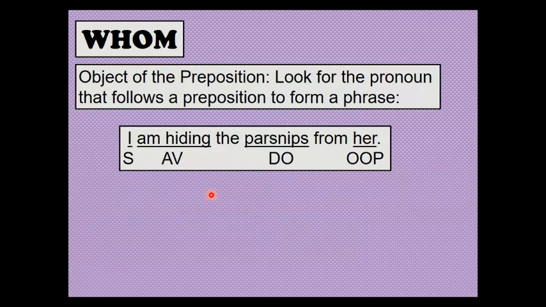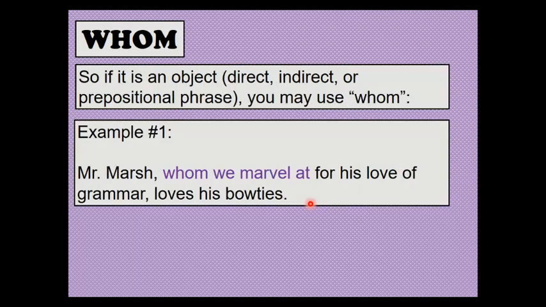And then lastly, the object of a preposition follows a preposition. So if I said, I'm hiding the parsnips from her, we get to use an objective case pronoun, in this case, her, not the word she, because it's actually part of a prepositional phrase. That's all the logic. So if you think about it, those are the same places where the word whom would be. So if I said, Mr. Marsh, whom we marvel at for his love of grammar, loves his bow ties.